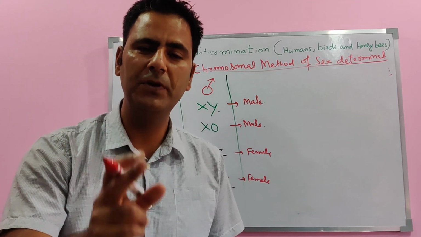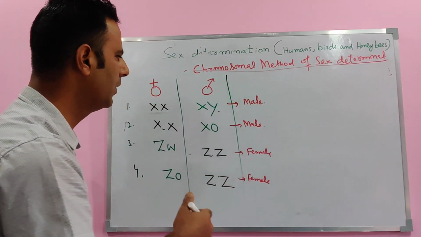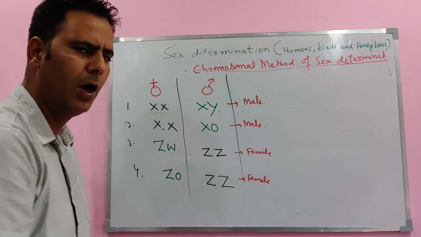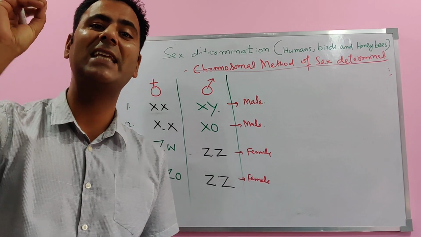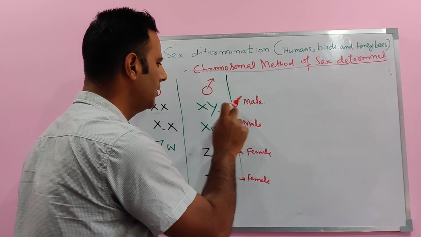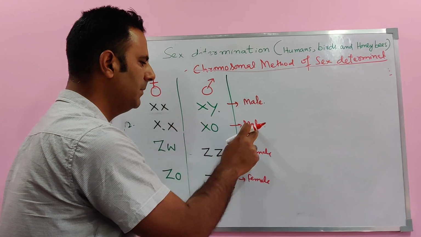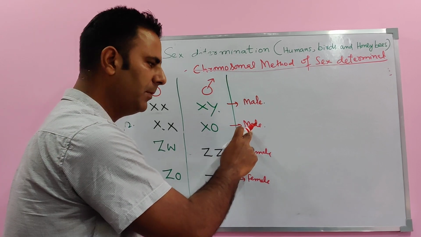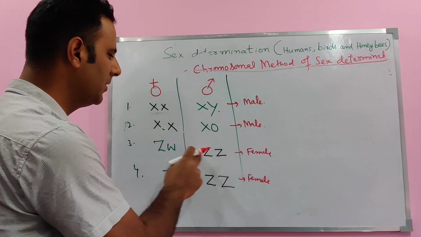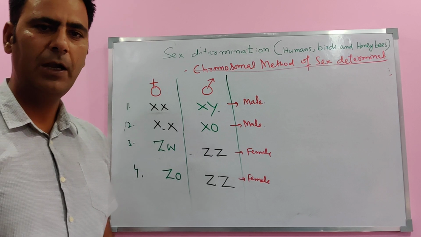It is the type of sperm which will be produced by the male that will determine the establishment of male or female. It means those who are heterogametic, among these groups, those who are heterogametes will determine the sex of offspring. That means in this case, the males will determine the sex of offspring in case of XX and XY. In case of XX and XO, it is the male again who is going to determine the sex because the male is heterogametic. In ZW, ZZ, it is the female who is going to determine the sex. And in ZO, ZZ, it is the female again who is heterogametic and who is going to determine the sex.